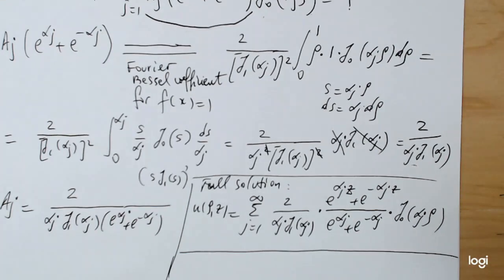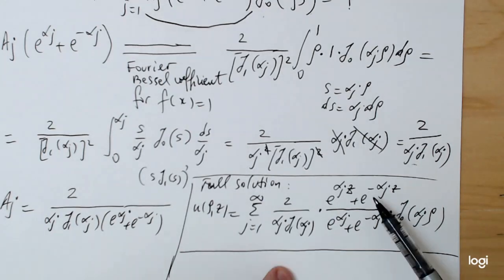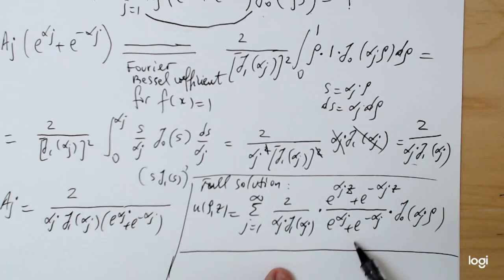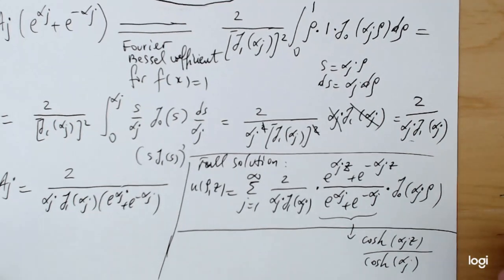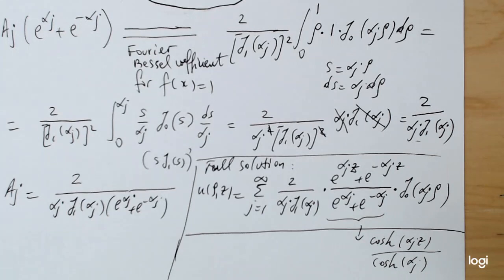So that's why in the back of the book sometimes you have solutions of these problems given in terms of cosine hyperbolic of this over cosine hyperbolic of this. So another alternative, you'll see this quantity here replaced by cosine hyperbolic of alpha_j z over cosine hyperbolic of alpha_j. That's optional, not a big deal, just to make it more compact. So let's leave it at that for now.